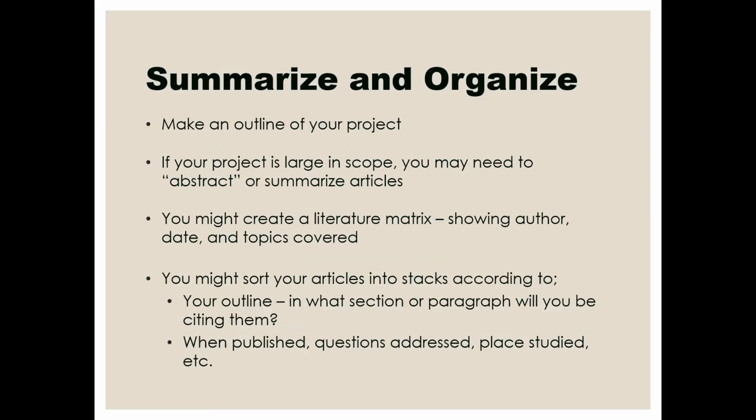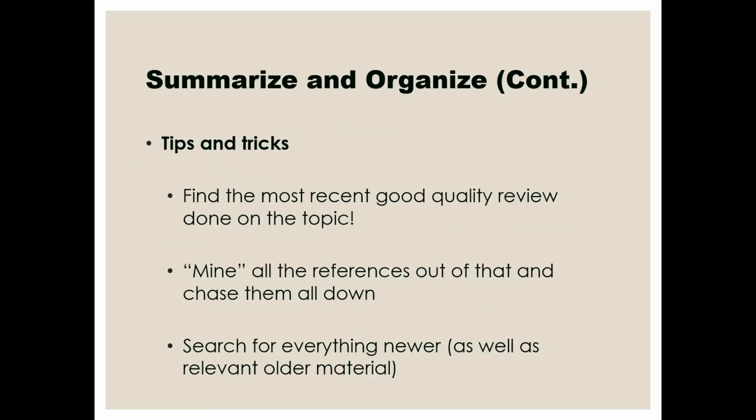And then you've got to summarize and organize. So make an outline. You may need to abstract or summarize your articles. What I tend to do is get the citation in APA style, and underneath it, I just bullet point the key pieces of information I'm going to use from that article. Some people do a table. If you like Excel, you can do author, date, and then the topics covered in columns, and you can type that out and use that. It depends on how you're going to use them, but find an organizational way to track the information.